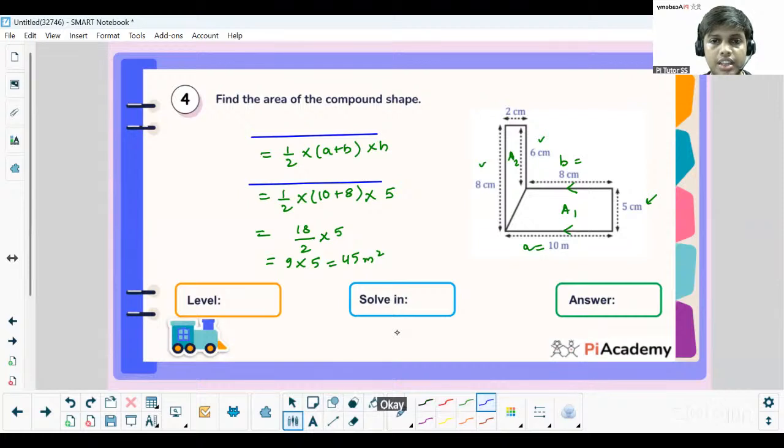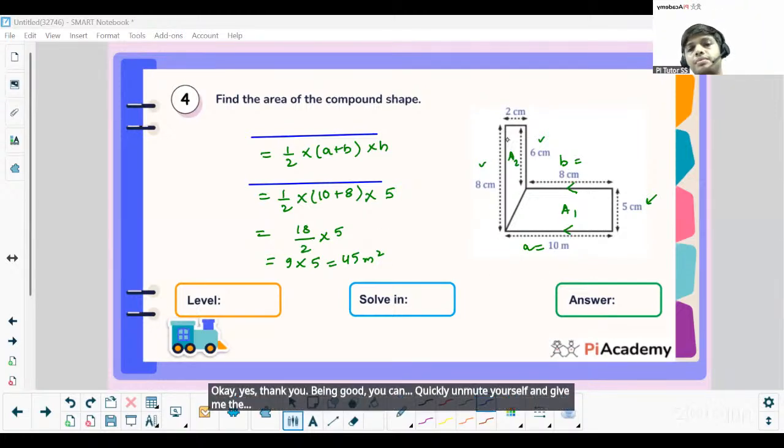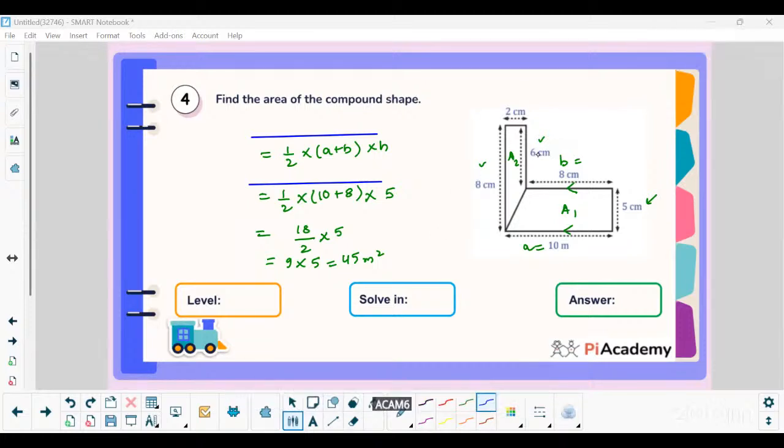Okay, I can see V has already given me the right answer. Yes, Venkat, you can quickly unmute yourself and give me the correct solution. What should be the parallel sides in this particular case for the second shape? 8 and 6. Very good. That is 8 and 6.